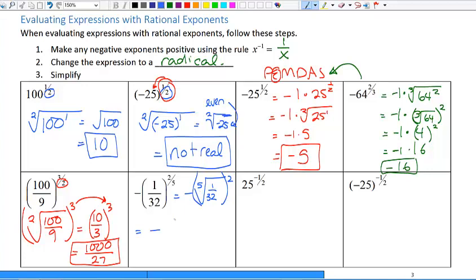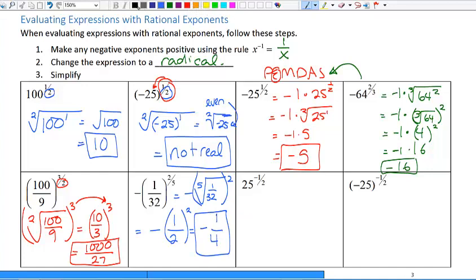So the 5th root of 1 is 1. The 5th root of 32 is 2. If you go back and look at your page, that's something you're going to memorize. Then the negative, again, just continues to come along because it's on the outside. It's not being applied to the rational exponent. So we have 1 squared, which is 1, over 2 squared, which is 4. So my final answer is negative 1/4.